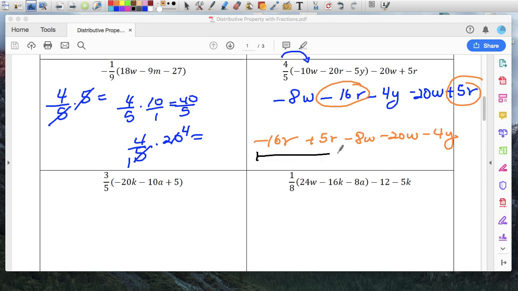So these two first, it's negative 16 plus 5. If you ignore the variables for a second, it's going to be something r. Negative 16 plus 5, there's more negative, negative 11. Negative 8 minus 20, it's the same thing as negative 8 plus negative 20, or just negative 28w. And minus 4y at the end. So that's my expression here.